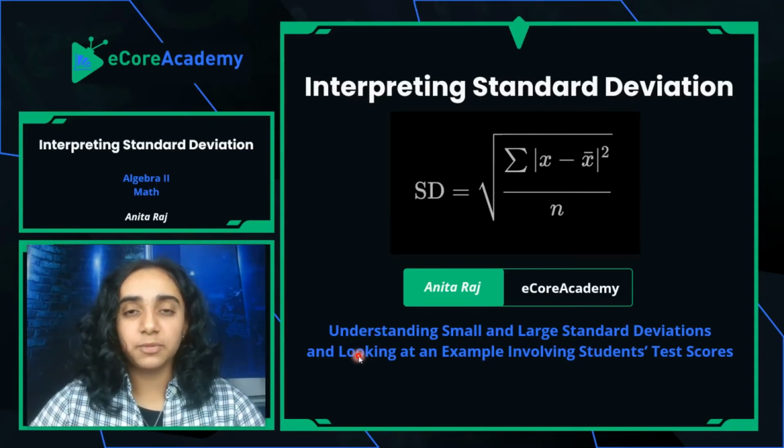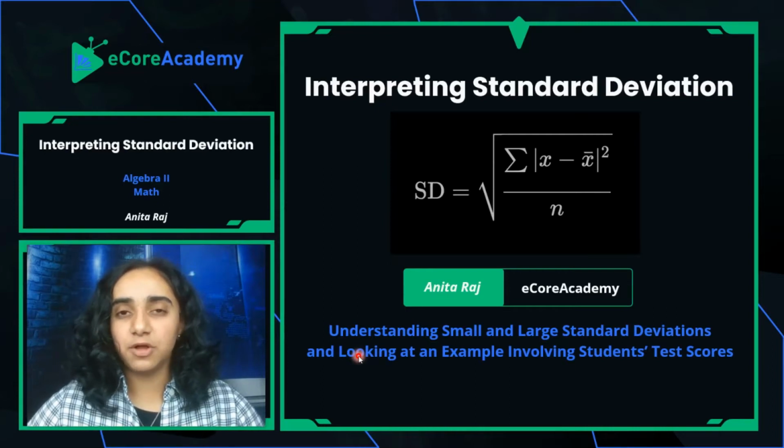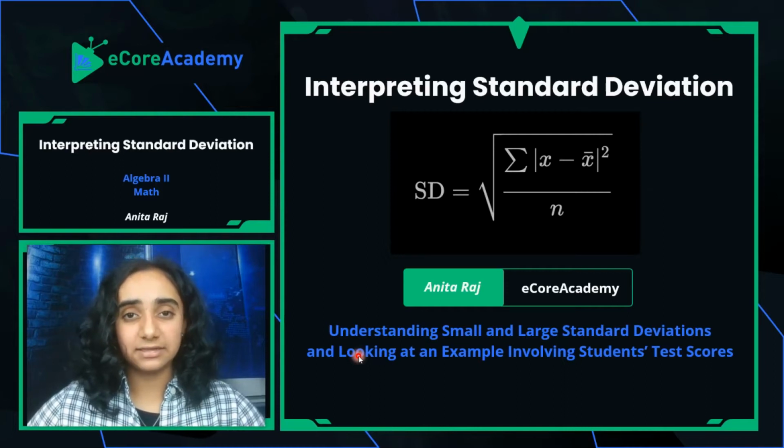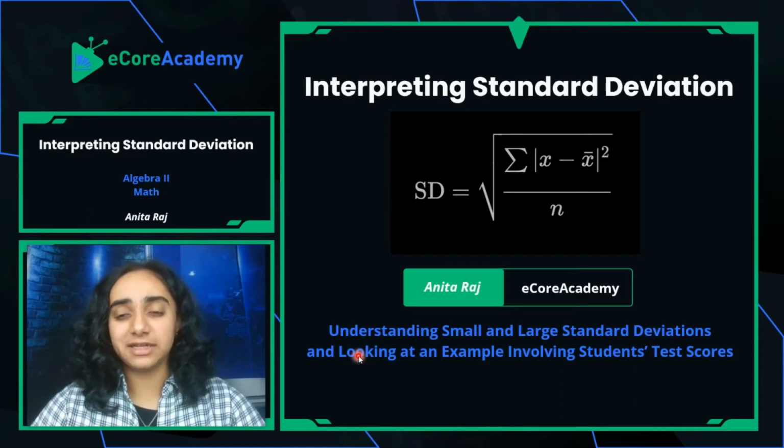So what that means is we're going to be understanding, when we find the standard deviation of a data set, what does it mean? If we have a large value representing the standard deviation, or a small value representing the standard deviation, what does that mean in regards to the data set? How does that characterize the data set in another way? That's what we're going to be understanding today.